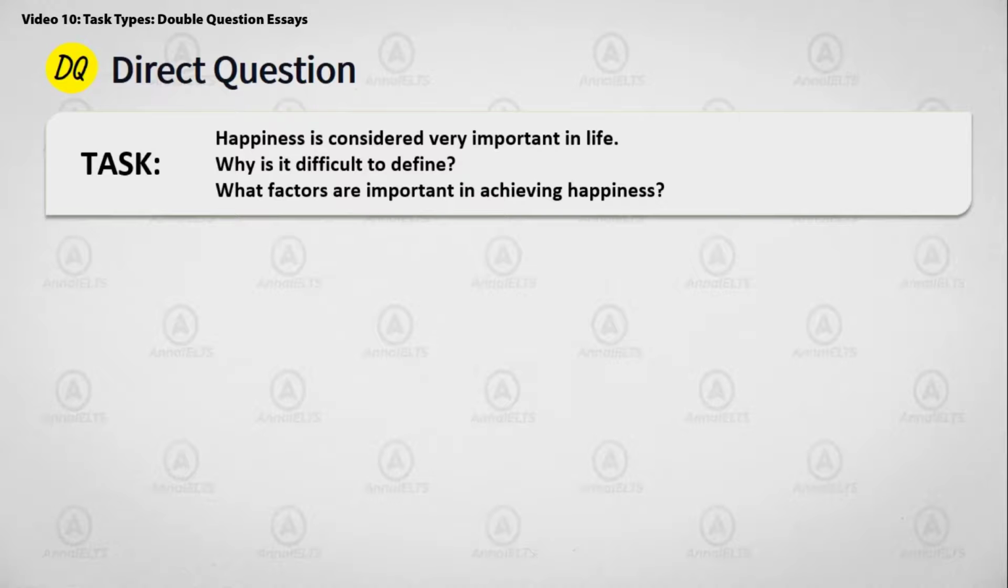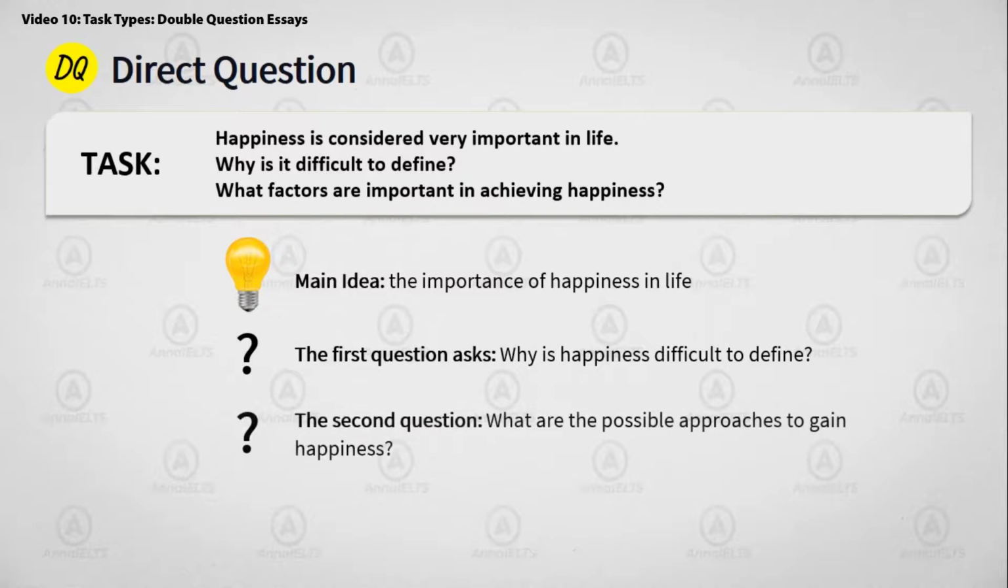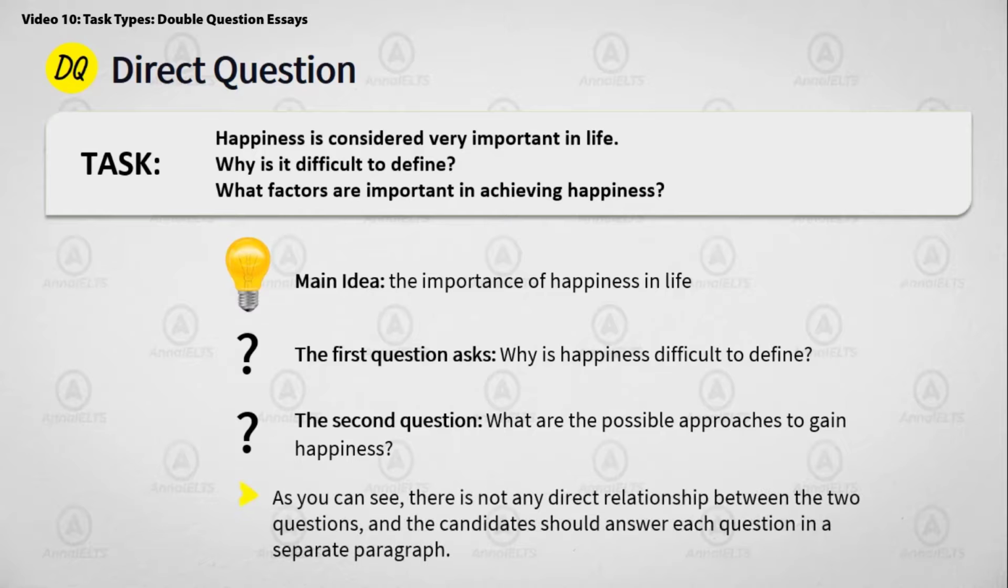As you can see, in this last example, the main idea is about the importance of happiness in life. The first question asks why happiness is difficult to define, and the second question asks about the possible approaches to gain happiness. As you can see, there is not any direct relationship between the two questions, and the candidates should answer each question in a separate paragraph.